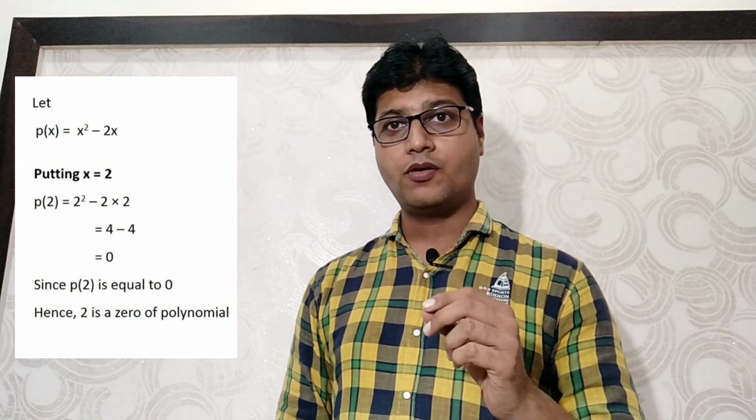Now let us understand the term zeros of the polynomial. If for a certain value of a variable, the value of the polynomial becomes 0, that certain value of the variable will be called a zero of the polynomial, as shown in this example. Here the zero of the polynomial is 2, because when you put that value in the polynomial, the value of the polynomial you are getting is 0.